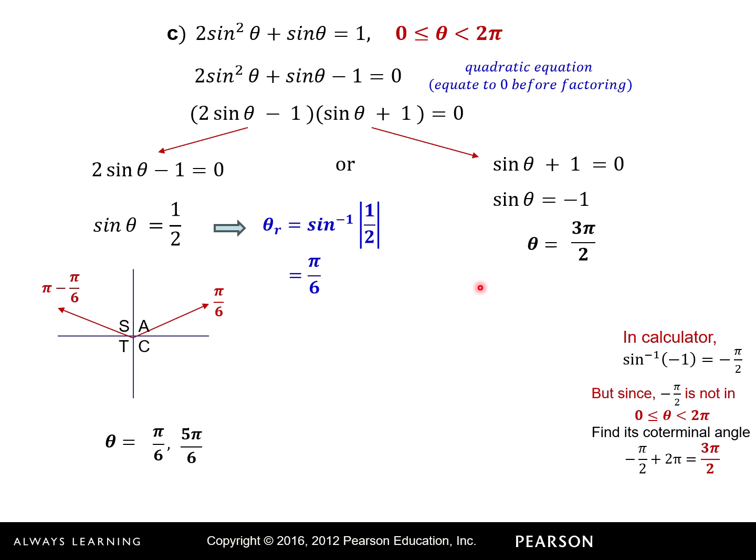So therefore, we now have three values for the angle for this equation. First is pi/6, next is 5 pi/6, and the last is 3 pi/2. And this is the solution set of this equation.